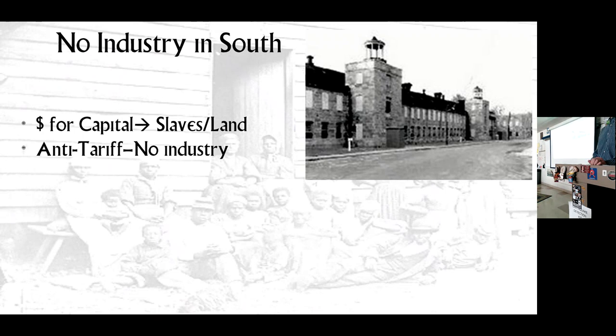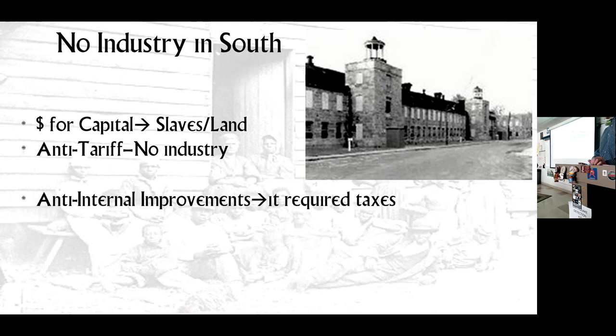And therefore, they're anti-tariff. If there's no industry to protect, you don't want to pay the higher prices for northern industry. And therefore, they're anti-roads. That's why there aren't as many railroads. That's why there are not as many canals in the South. And that legacy exists to this day. Anti-tax. Now, Montana is relatively anti-tax. We have different reasons for it. But in the South, it is a tradition that goes back to slavery.